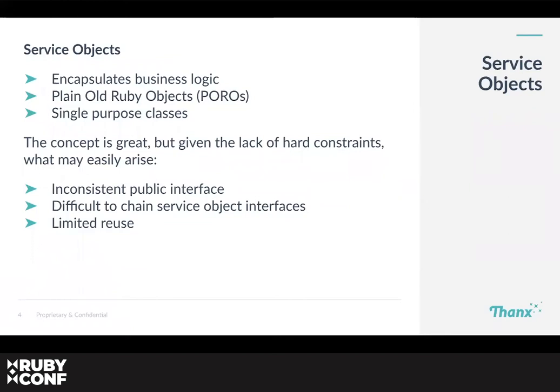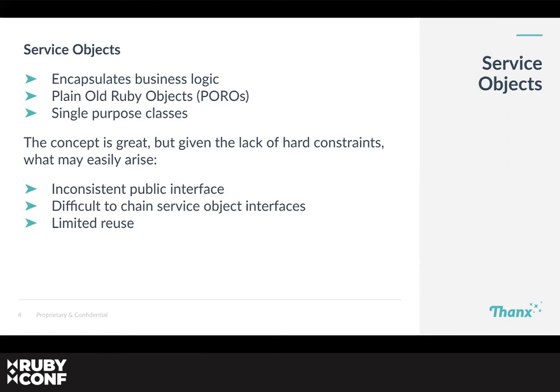But while this concept is great, it has some limitations because it does not have hard constraints. Some of the problems that may easily arise are that because there's no public interface, it's really difficult to chain service object interfaces together. When you have various single purpose service objects that you want to join together, you either have to have an orchestration layer, or you have to implement another paradigm, or prescribe to a set of concepts that is unique to your code base and is not contiguous. And there's limited reuse in this.